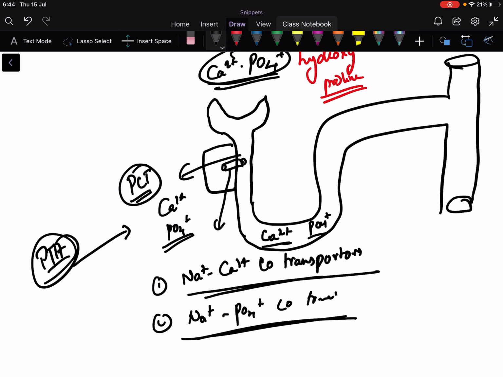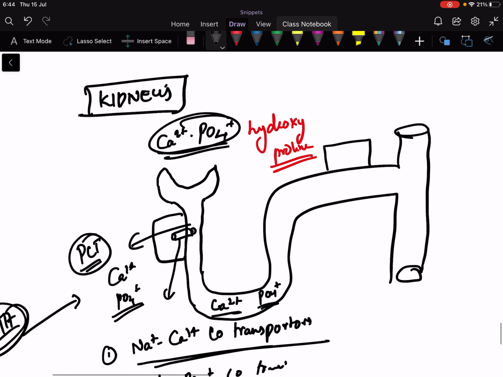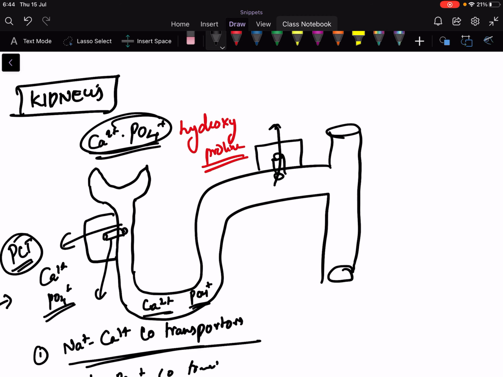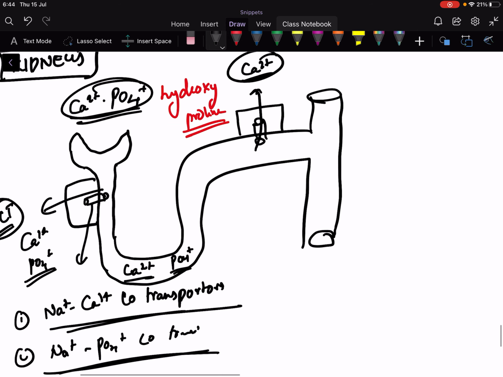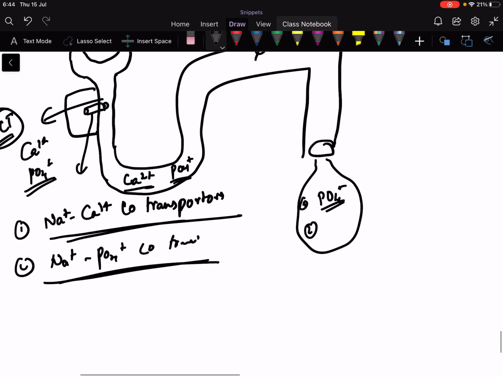But the main thing here is we need calcium. So in the DCT, or distal convoluted tubule, there are again certain transporters which will absorb the calcium. But they will not absorb the phosphate. That's why the phosphate will appear in the urine. Not only phosphate, hydroxyproline is also found in the urine.